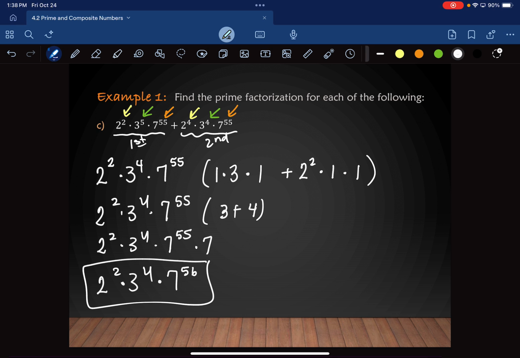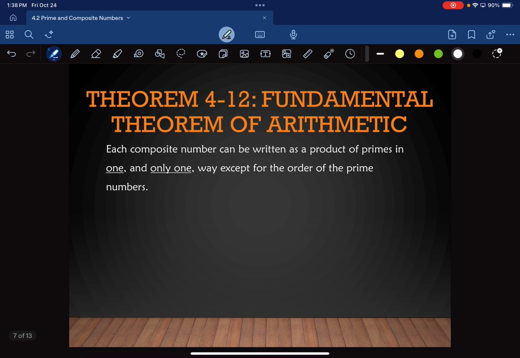All right, I've already talked about this. I just didn't give you the title of it. It's called the Fundamental Theorem of Arithmetic. Sounds important? And it is. Anytime somebody puts fundamental theorem on it, it means it's fundamental, right? It says the following: each composite number can be written as a product of primes in one and only one way, except for the order of the prime numbers.